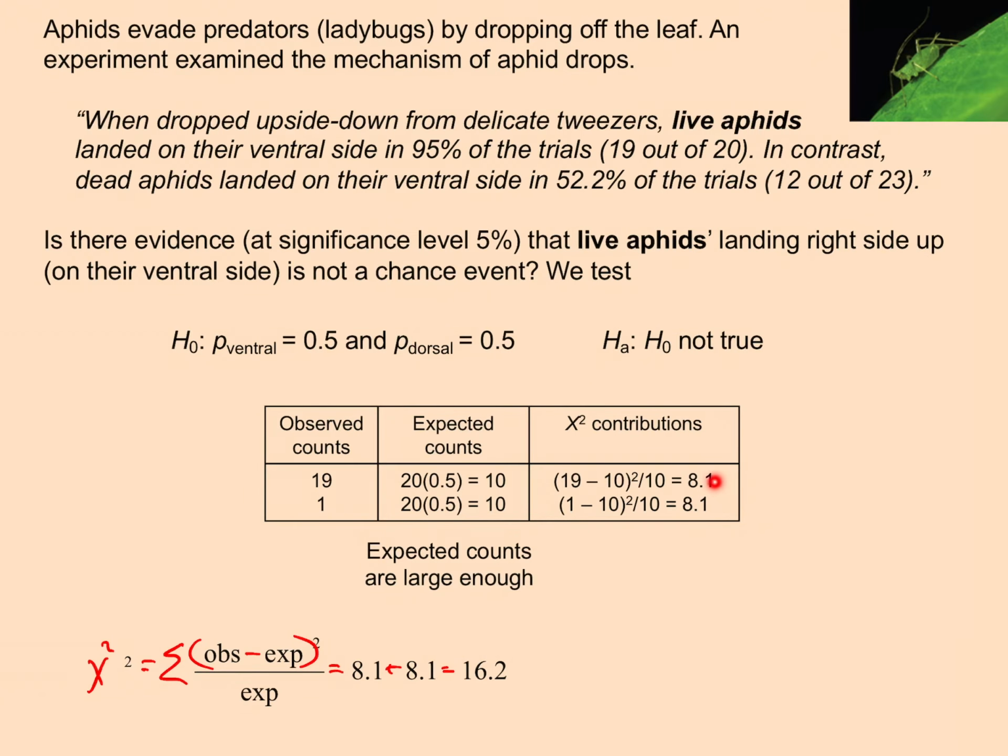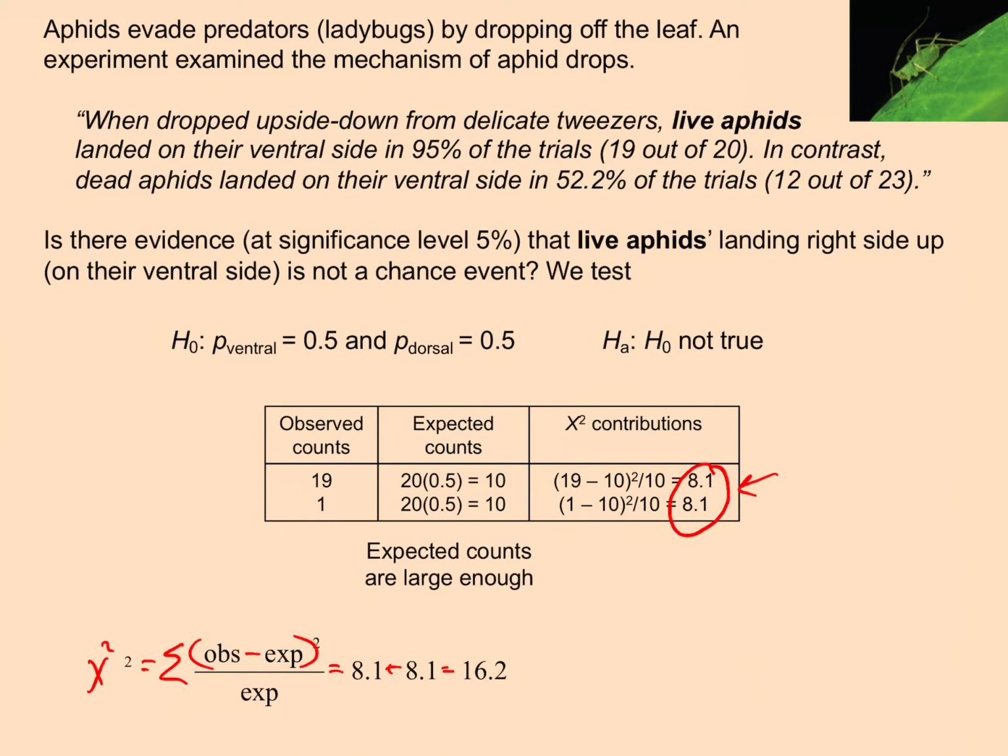The reason why these two contribution values are the same is because we have the same distance between our observed and expected values. We have a difference of 9 here, a difference of 9 there. That's why we get the same value. And again, these two values are referred to as contributions.